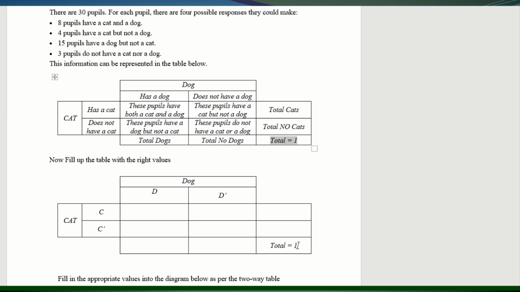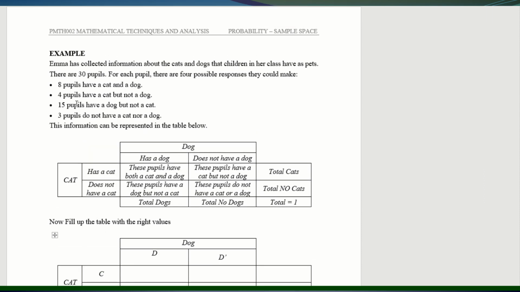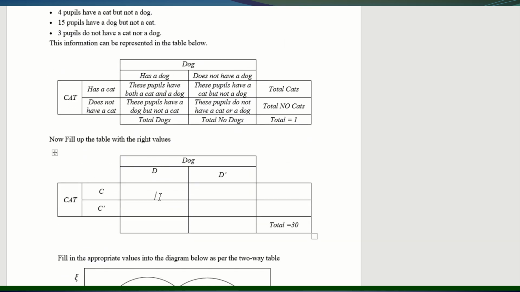But if you don't want to put fractions, it's also fine. We can just make the total 30. Let's learn it this way first so you know what I'm talking about. Okay, 8 people have a cat and a dog. So they have both. Where do I put it? Here. So this is where 8 goes.